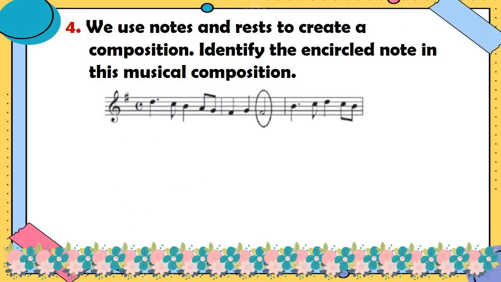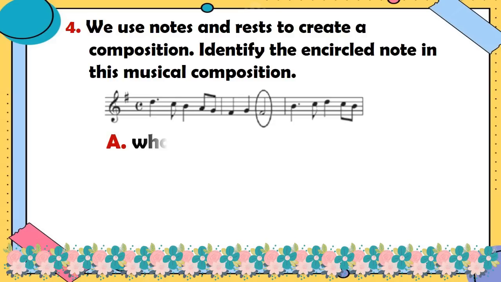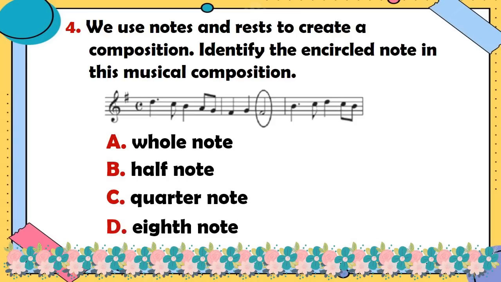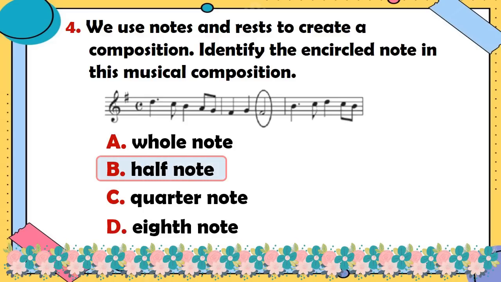Number 4. We use notes and rests to create a composition. Identify the encircled note in this musical composition. A, whole note. B, half note. C, quarter note. D, eighth note. What is the answer? Very good. The answer is letter B, half note.